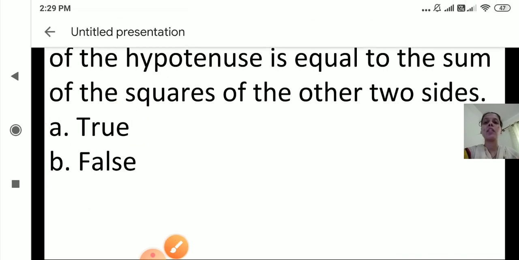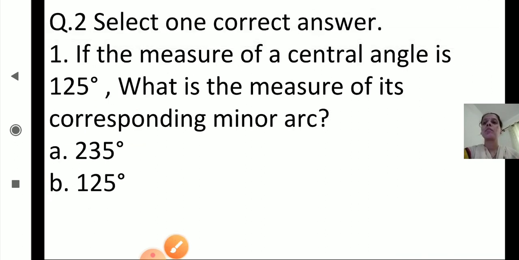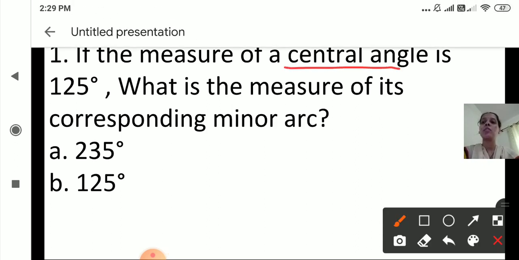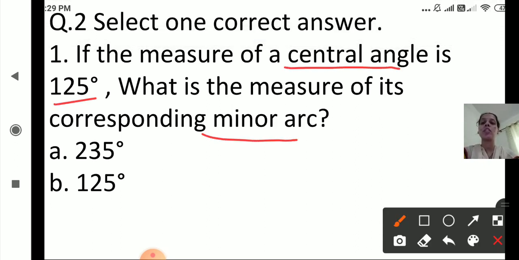Now we will see the next question, question number 2. Select one correct answer. You have to solve it in rough and select the correct answer. If the measure of a central angle is 125 degree, what is the measure of its corresponding minor arc?